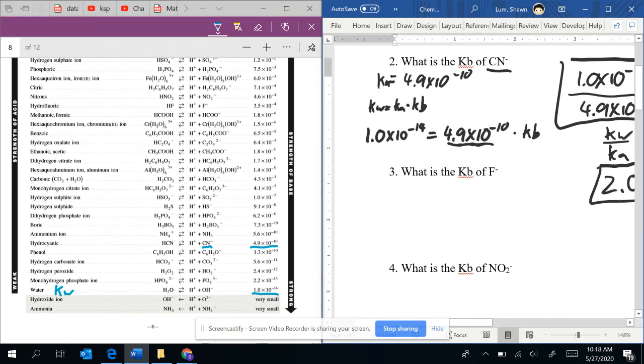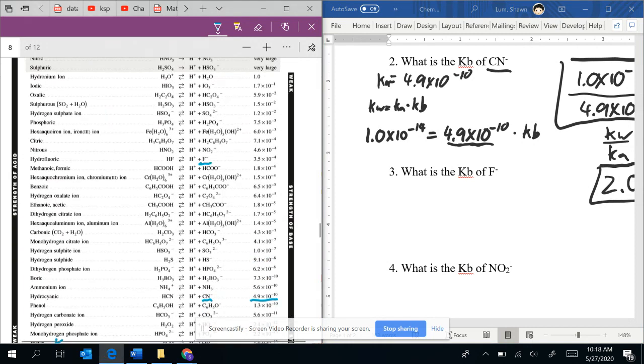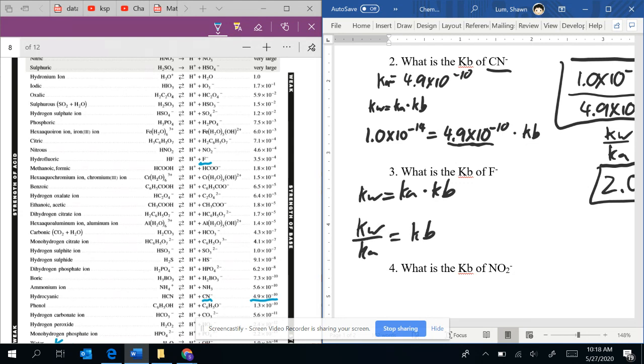We're going to do this one right here. What is the Kb of F minus? I'm going to skip a few steps since I did all those big steps before. But I look up F minus on this chart right here. There it is. We know that Kw equals Ka times Kb. Or in other words, Kw over Ka equals Kb. So Kw is 1.0 times 10 to the negative 14th over Ka, 3.5 times 10 to the negative 4th equals Kb.